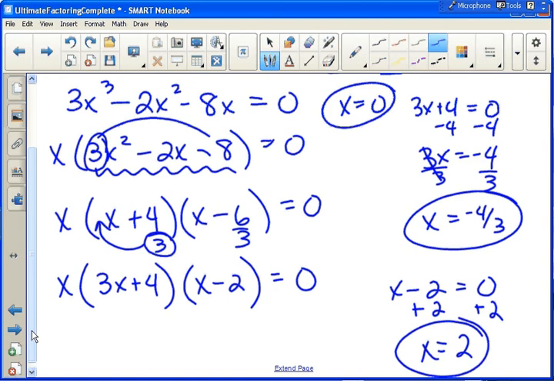If you wanted to check this, you could go back to the original right here and plug 0 in for all of them. You'd get 0. Plug negative 4/3 in for all, you should get 0. Or plug 2 in for all of them, and you should get 0.